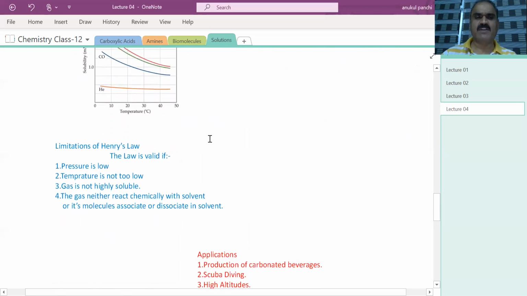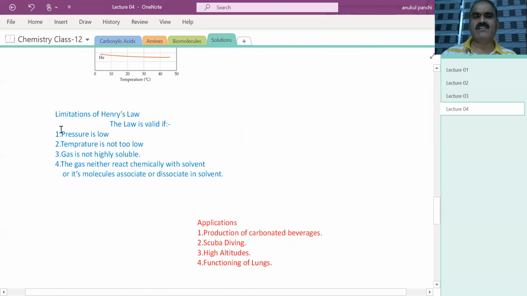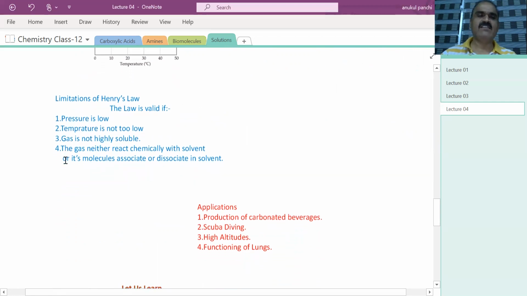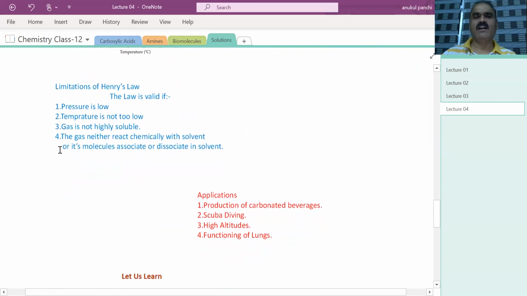Now, before applications, let us study limitations. Henry's law fails sometimes. Henry's law does not hold good if pressure is very high, if temperature is very low, and third, if the gas is highly soluble. And fourth, if the gas reacts chemically with the solvent or its molecules associate or dissociate in the solvent.